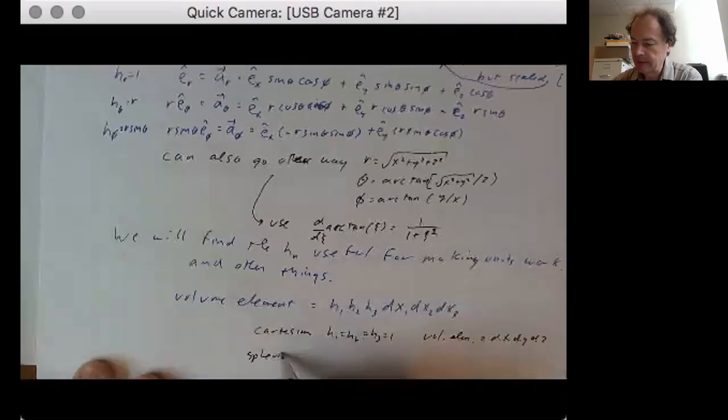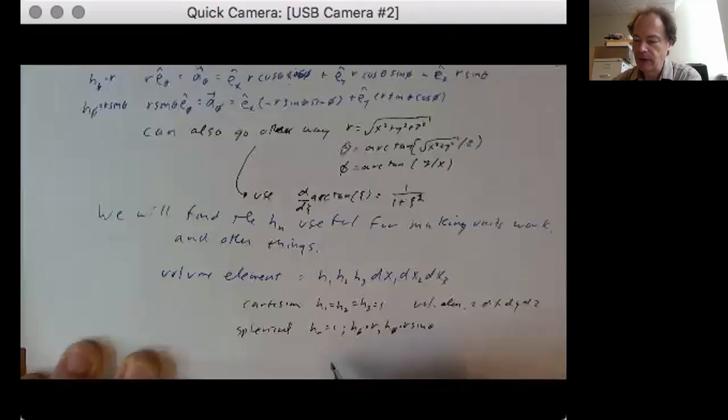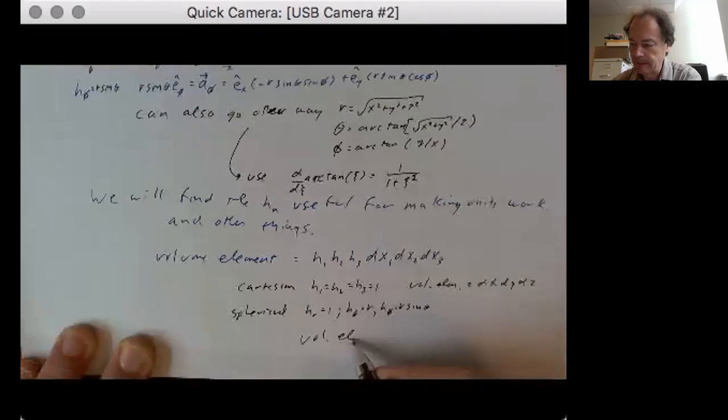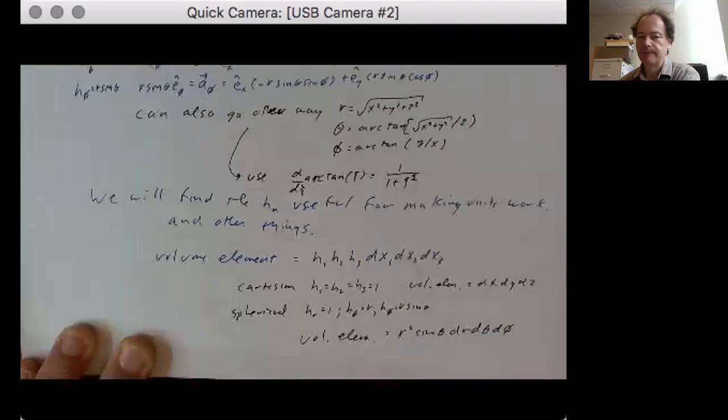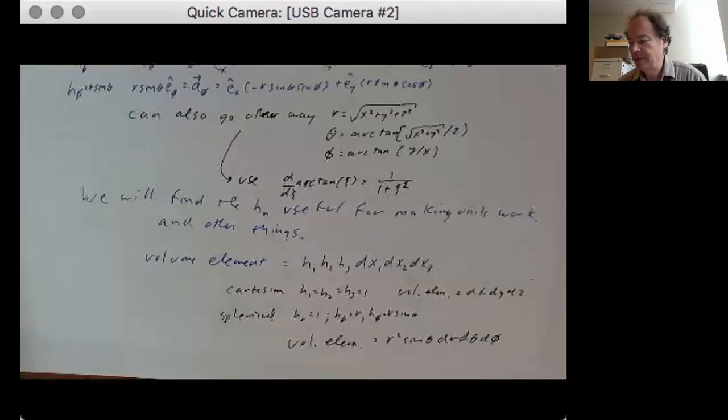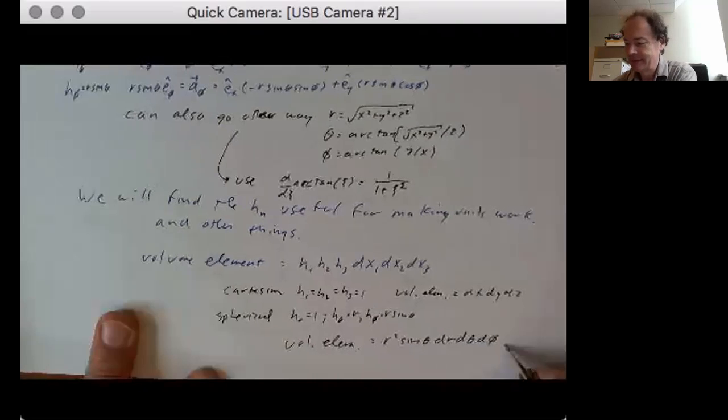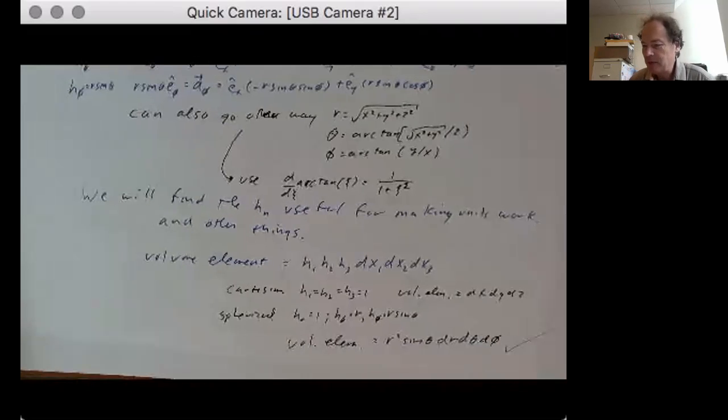Spherical, we have h_r equal 1, h theta equal r, h phi equal r sine theta. And so the volume element is equal to r squared sine theta dr d theta d phi, which is what we had before, right? This is perhaps a little easier than going through all that math.